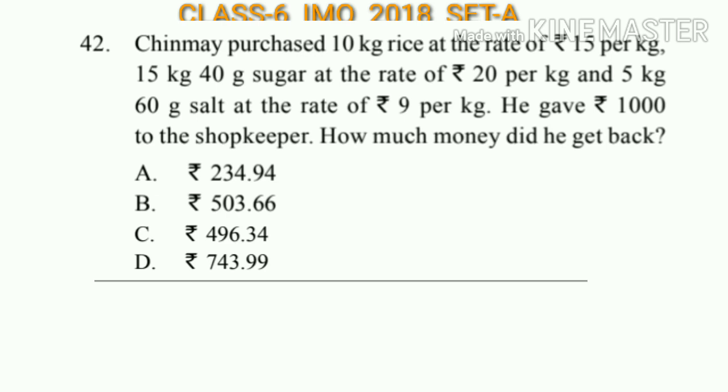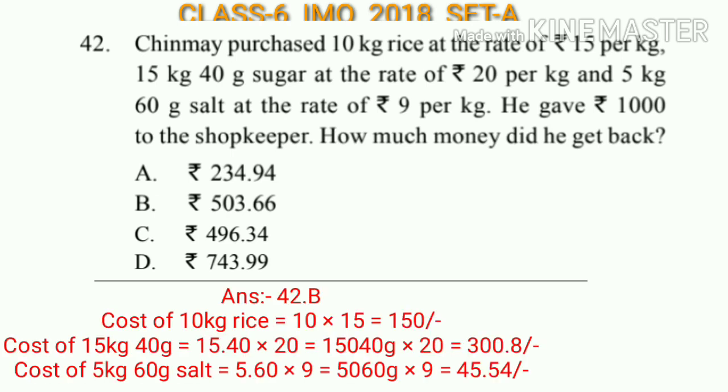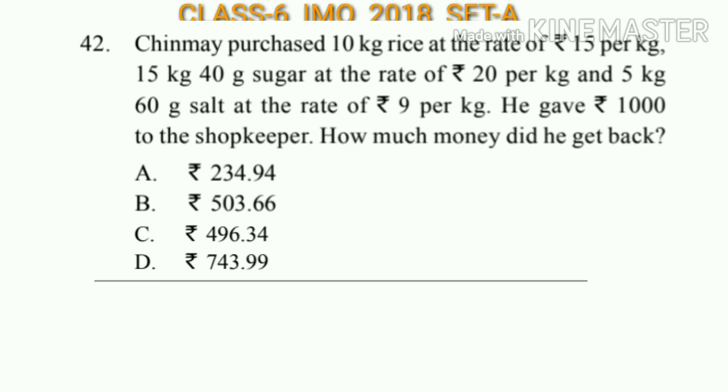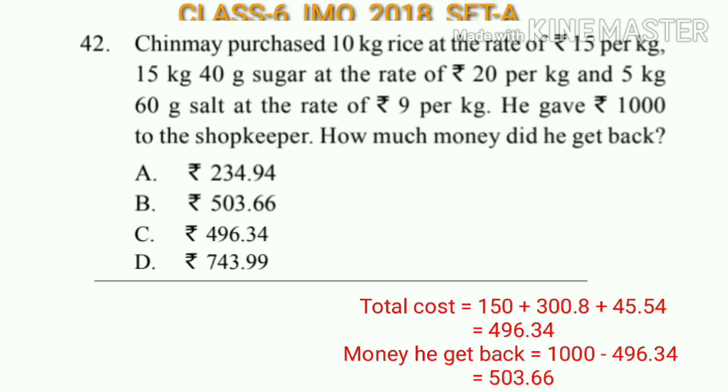10 kg of rice at the rate of 15 per kg. So cost of 10 kilogram rice will be 150 rupees. Similarly, cost of 15 kilogram 40 gram sugar will be 300.8 rupees. Similarly, cost of 5 kilogram 60 gram salt will be 45.54 rupees. Now total cost will be 150 plus 300.8 plus 45.54, will get 496.34 rupees. He gave 1000 rupees to the shopkeeper, so money he gets back, 1000 minus 496.34 will get 503.66 rupees, which is option B.